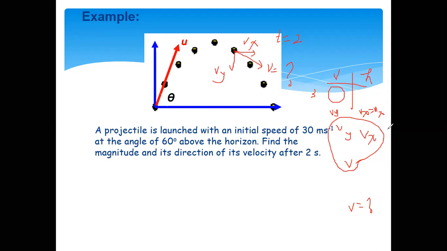Okay, so is anyone able to get the answer? Find the V, so find your Vy and Vx. For Vy, we have three pieces of information. You know Uy. Uy is U sine theta, right? Ay is negative 9.81, if you take upwards as positive.